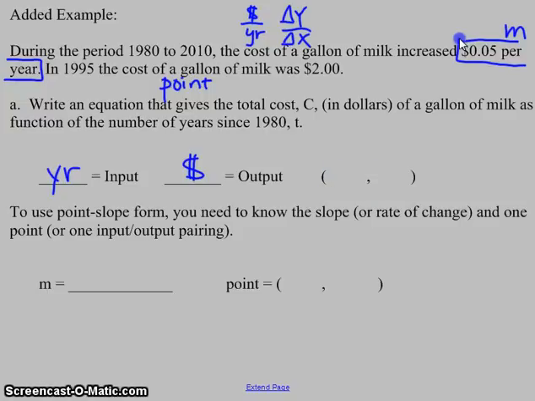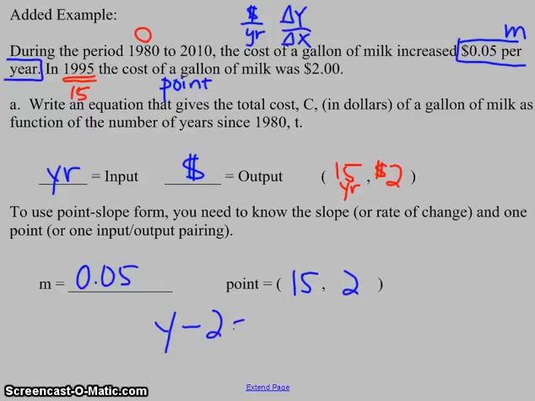The situation started in 1980. If 1980 is the starting year, that's year 0. 1995 would be 15 years after that. So after 15 years, the cost was $2. That will be the ordered pair that I use. So my slope is 0.05. My point is (15, 2). So the equation I would write in point slope form would be y minus 2 equals my slope of 0.05 times x minus 15.